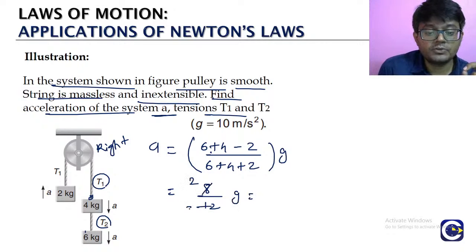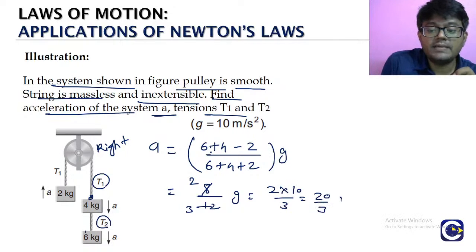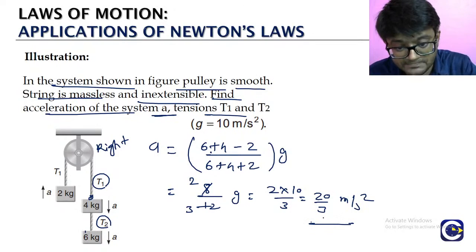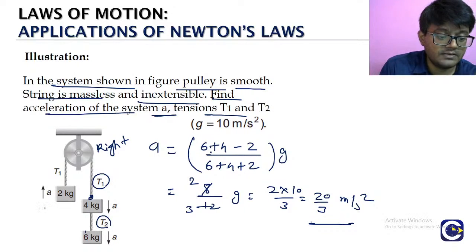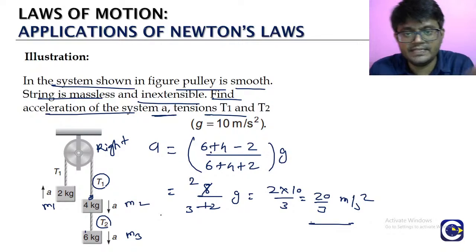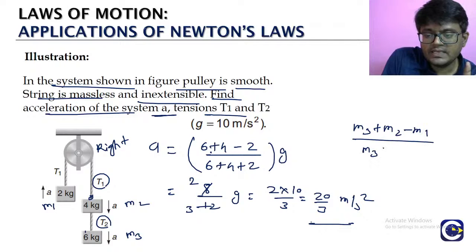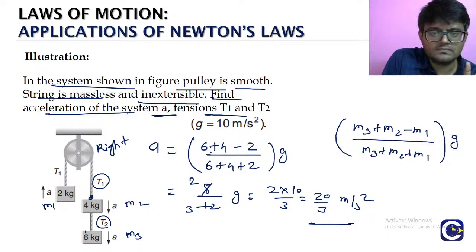So 4 2s are 8, 4 3s are 12. g we have to take as 10, right? So 2 into 10 by 3 is equal to 20 by 3 meter per second square. Straight away we are able to get the acceleration. What is the formula we are using? Remember, this is m1, m2, m3, just now we did that. The common acceleration formula is m3 plus m2 minus m1 by m3 plus m2 plus m1 whole into g. That is the formula we have got, right?